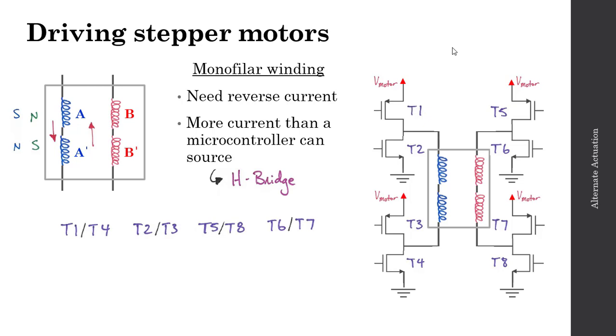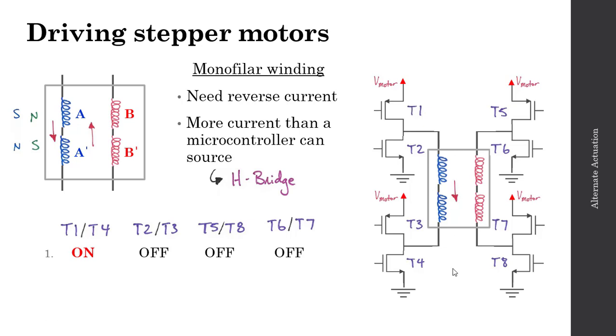If we recall our previous slide, when we were looking at the steps required to drive a stepper motor, we'll begin with step 1, where we're driving current through the A and A prime coils. And to do that, we will need to turn on transistor T1 and T4 while leaving all of the other transistors off. As a result, we'll get a current flowing in this direction.